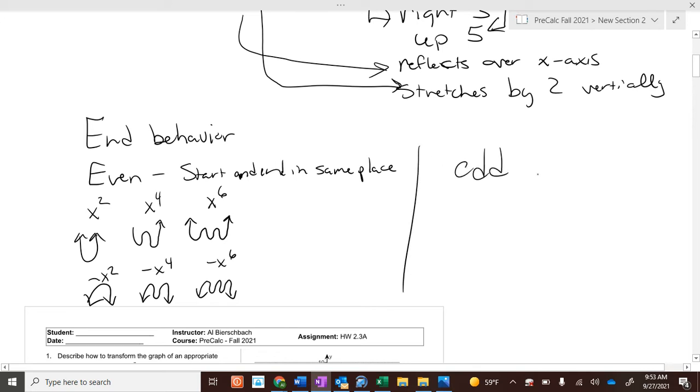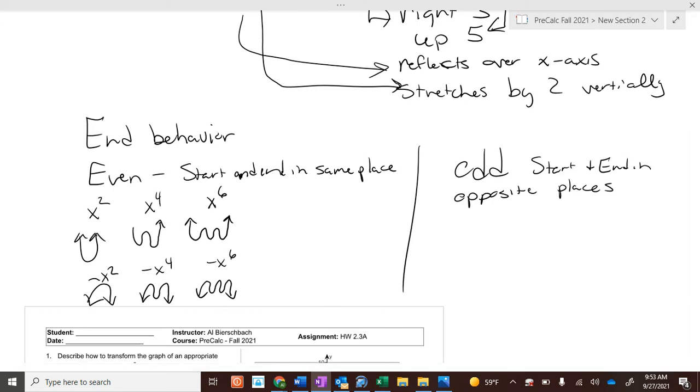If it's odd, okay? If it's odd, it'll start and end in opposite places. And what am I talking about, even and odd? The degree of the polynomial. How do you find the degree of the polynomial? It's the highest degree term that appears.